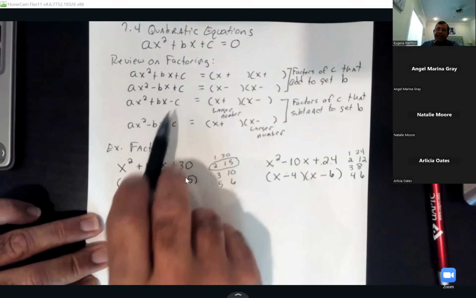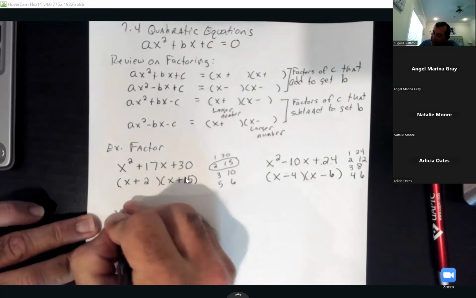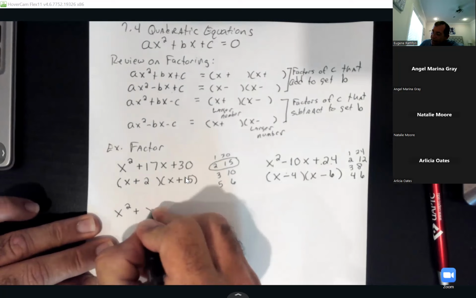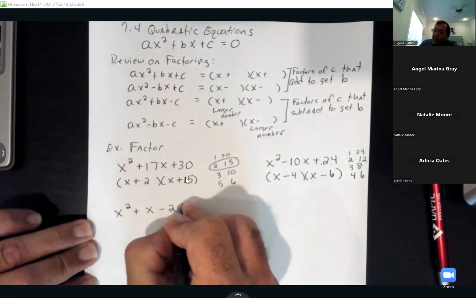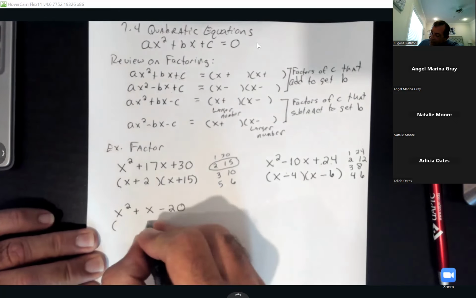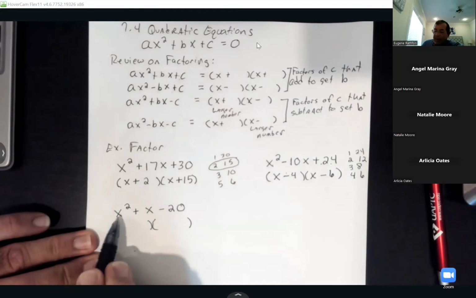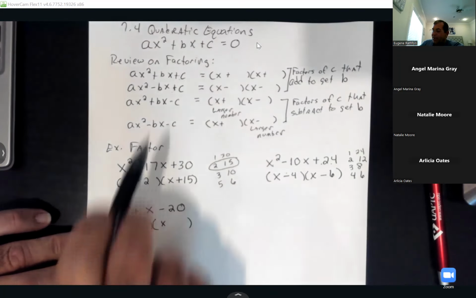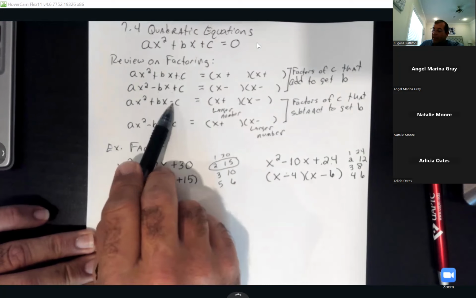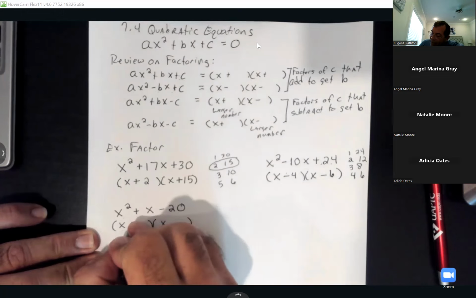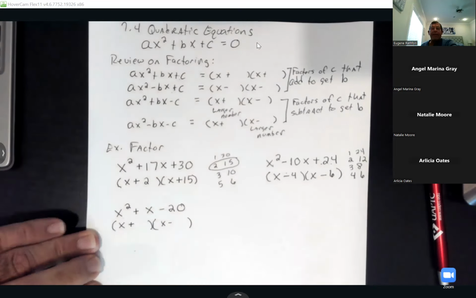So let me throw some negatives at the end. How about if I had x squared plus x minus 20? So let's set our parentheses out. X squared is an x and an x again. This time, remember, since the last number is negative, we said if the last number is negative, we're going to have unlike signs. So one will be positive, one will be negative.